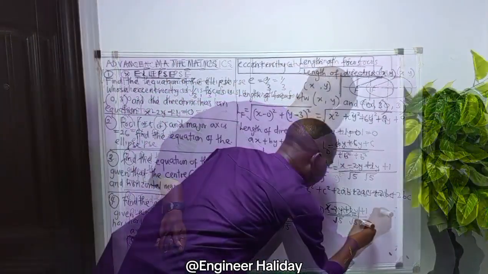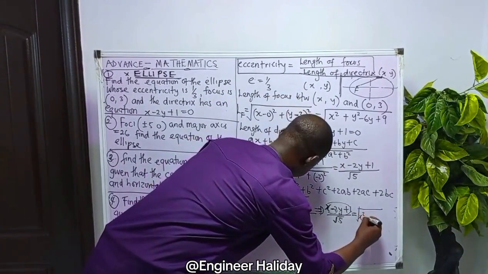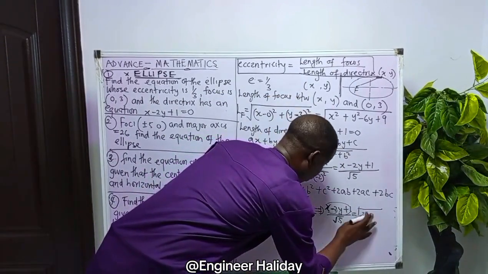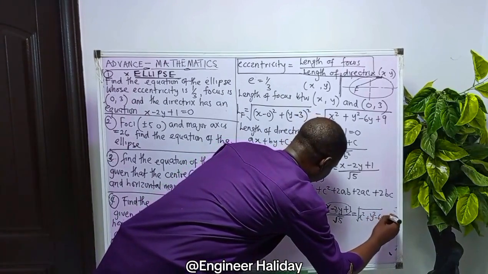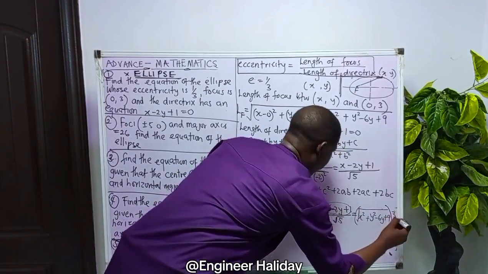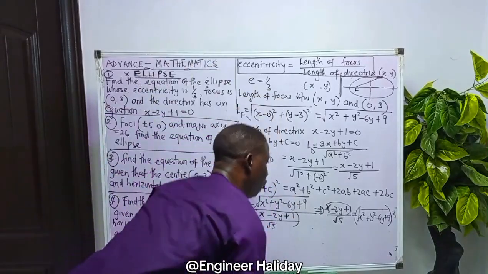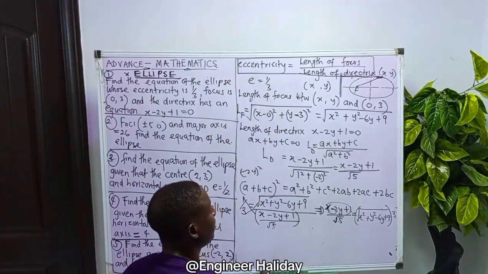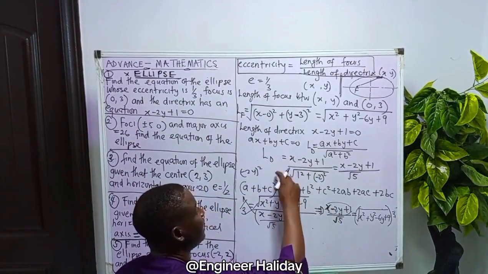So we're going to have the square root of s square plus 9 plus y square minus 6y plus 9, times 3. Don't forget there's a 3 here that will multiply everything here. Now when we square both sides, this one becomes what? Using the principle I explained here.